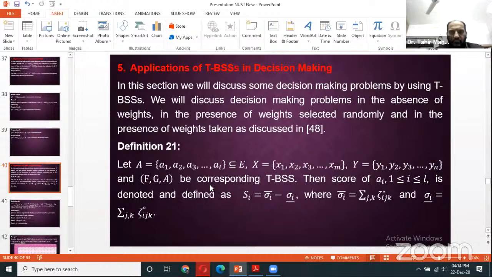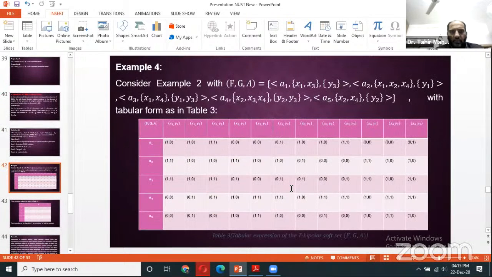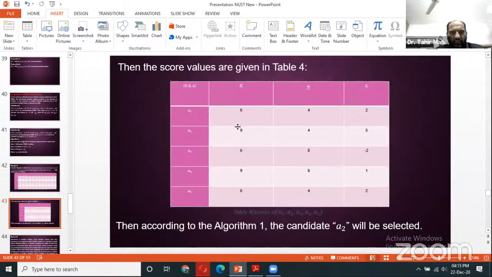Here we have discussed some decision-making problems without weights and with weights. For this, first we discussed score functions. Here is the algorithm. Here the tabular form for the example 2. By applying the score values, we have the table 4, and it can be seen that according to the algorithm 1, the candidate A2 will be selected.